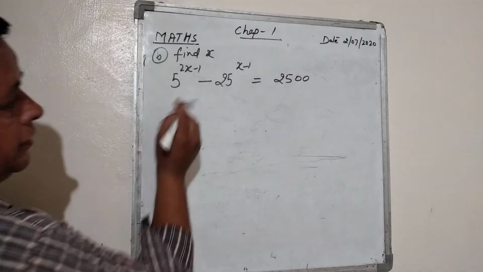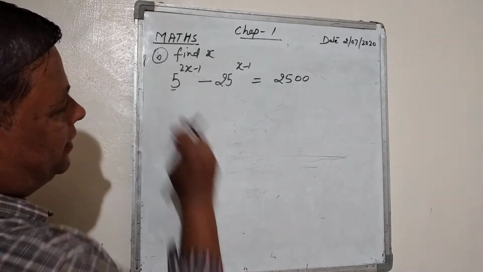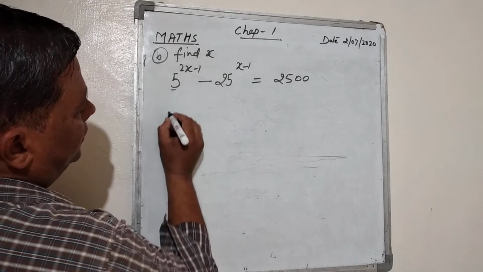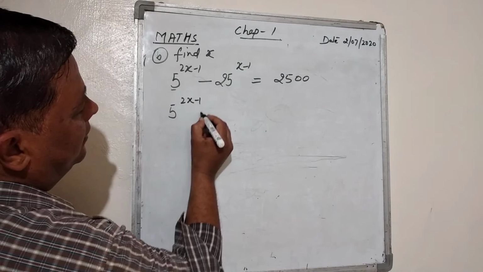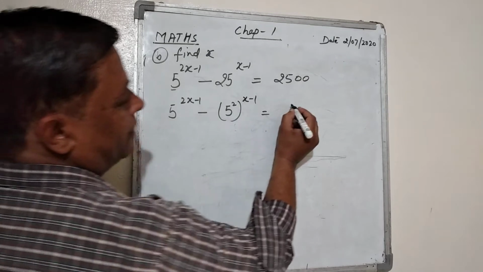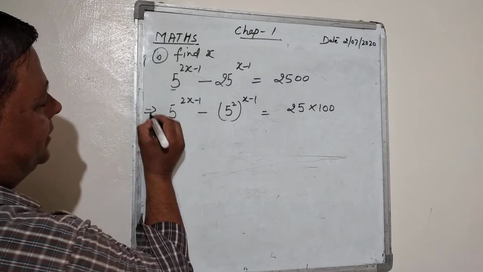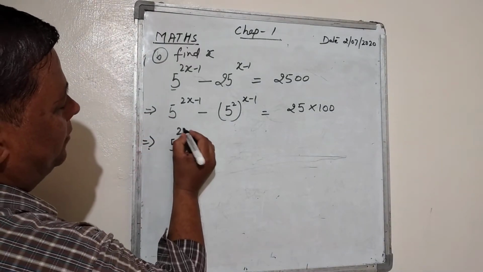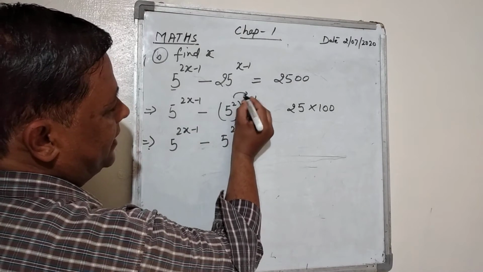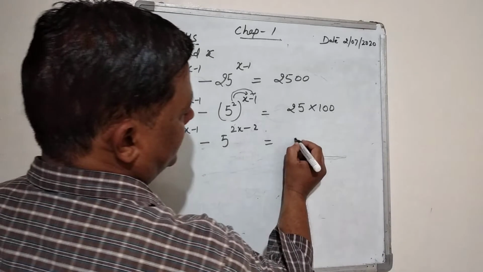We solve the left hand side part first. Because we have the base 5, we try to make 25 also in the form of a base 5 exponent. So 5 raised to the power 2x minus 1 minus 5 raised to the power 2, whole power x minus 1, equals, here we write 25 into 100. Next is 5 raised to the power 2x minus 1 minus 5 raised to the power 2. This 2 we have to multiply with x and then this 1. So 2x minus 2. That is 25 into 100.